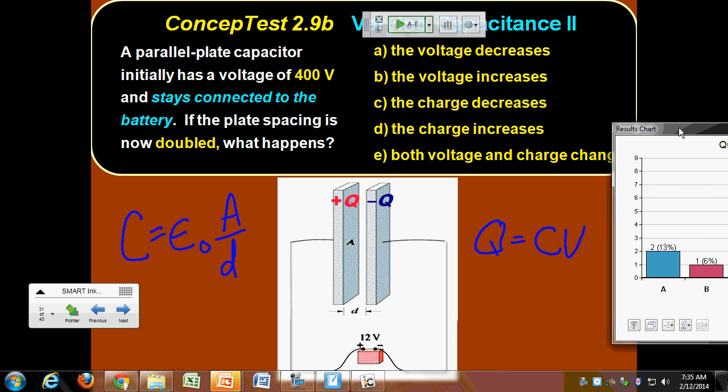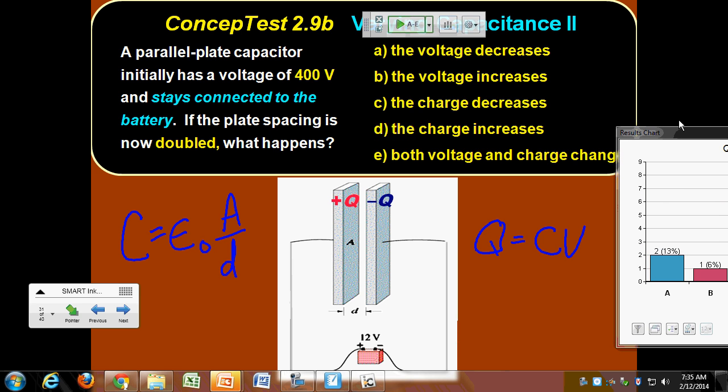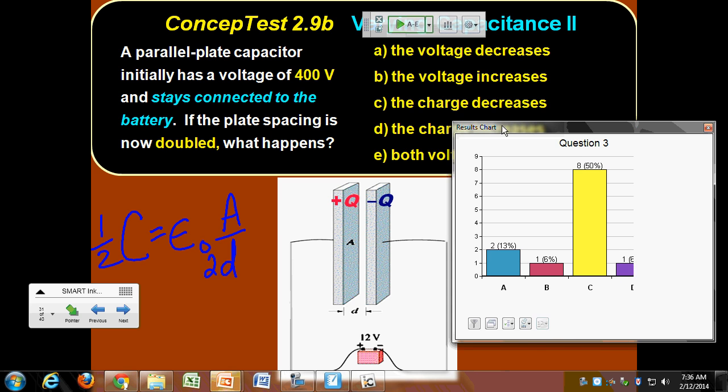Let's see. So if I double the plate spacing, that means I increase this by a factor of 2. That's going to change my capacitance. It's going to lower it by a factor of 2. And so if I have half the capacitance, which of these is going to remain constant, Q or V? V remains constant, right? Because it's on 400 volts. So if that remains constant, that means I'm going to have half the charge. So C should be the right answer. That's right.